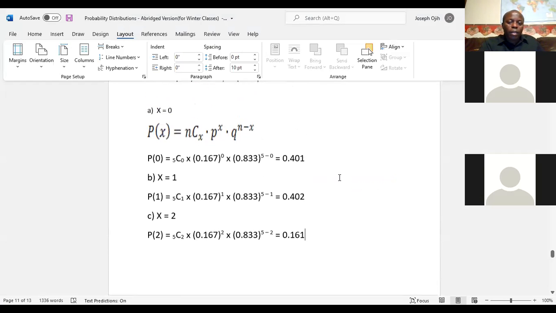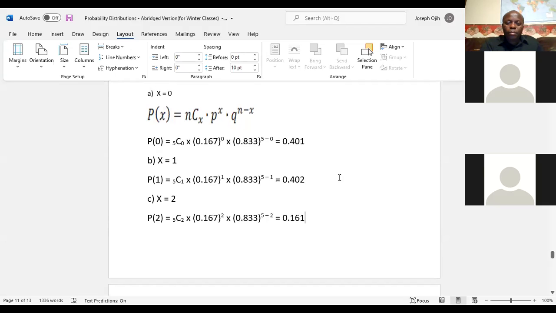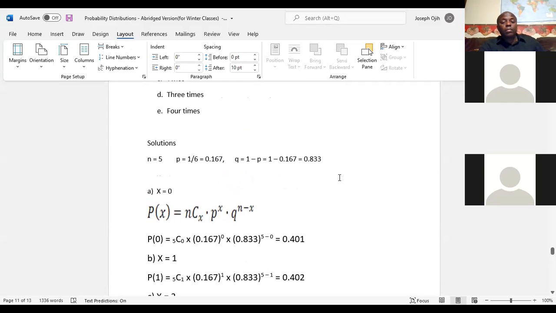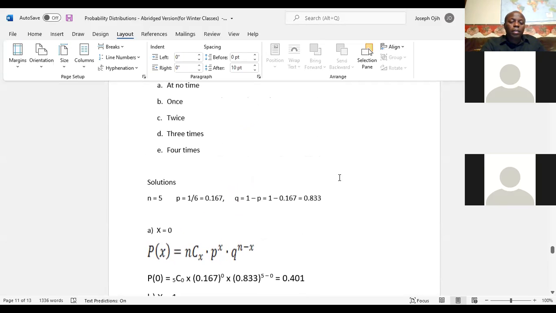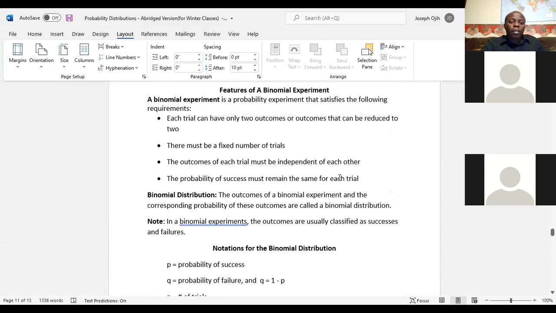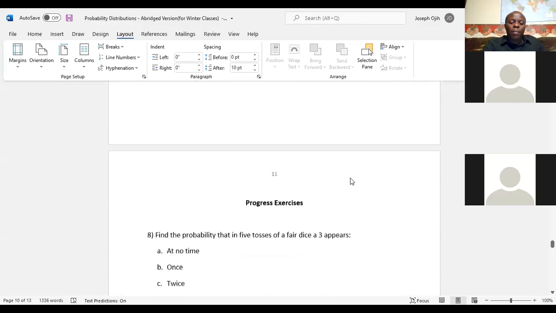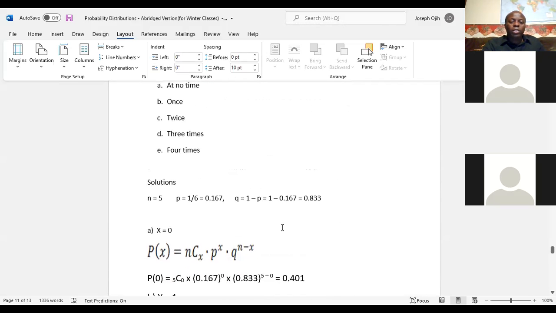Questions so far? Yeah, Professor, I have a question. Can you go up a little bit, please? The p, which equals 1/6, is that constant for the die? Yes, because it says here the probability of success must remain the same for each trial. That's why I mentioned that all of this will be constant. The only thing that will change is the X.